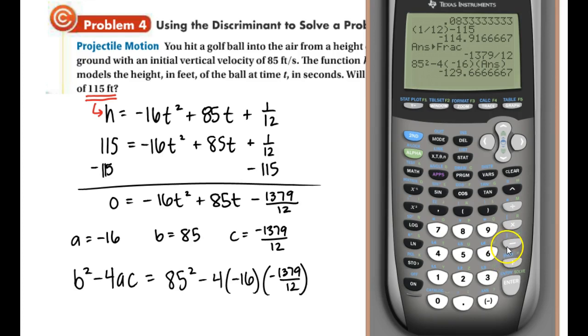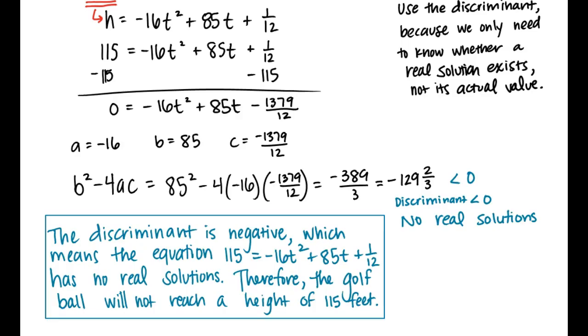So again, we're getting a repeating decimal, so I want to go back to math. And now I'm getting negative 389 over 3, and I'll put that in mixed form in a second. The mixed fraction form is negative 129 and 2/3. So no matter the form, we know that this number, this discriminant value, is a negative number. So it's less than 0, which means there are no real solutions.